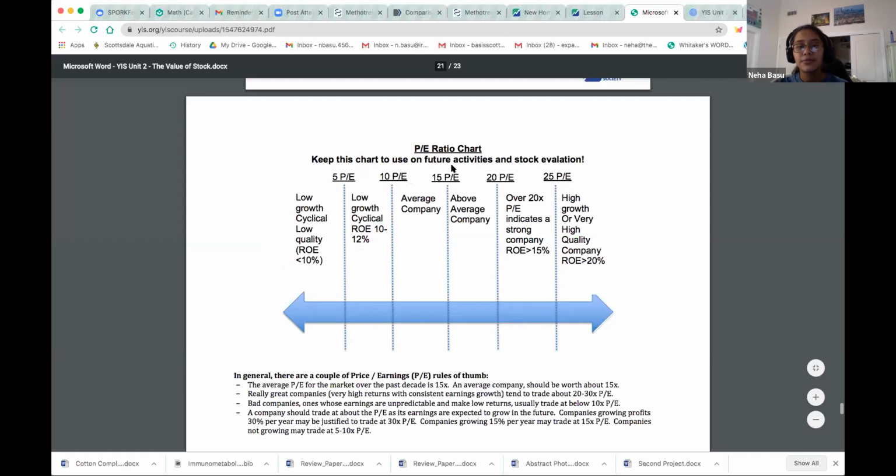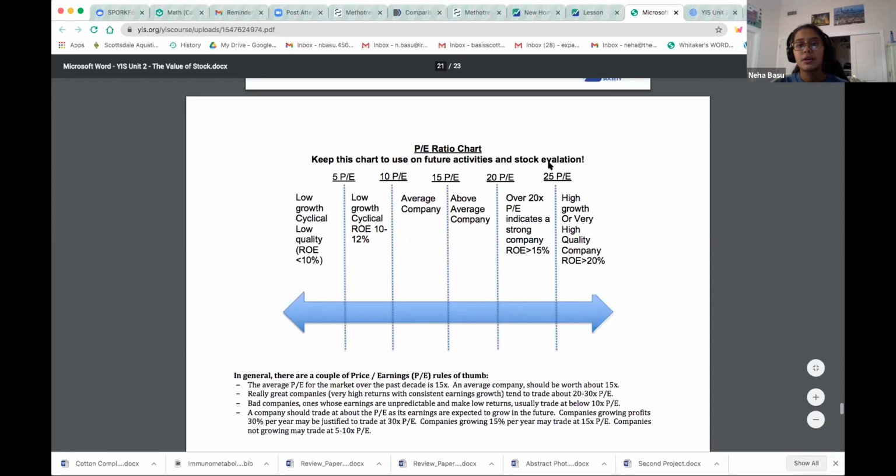Around 15, this is an average company. You can think of 10 to 20 as around average, and 15 is exactly average. This means you're going to have around a 15% expected return on equity. Moving towards 20, having a PE ratio that's over 20 can indicate a strong company, so you'll have higher return on equity. But like I mentioned before, it can also indicate that the company is overvalued.